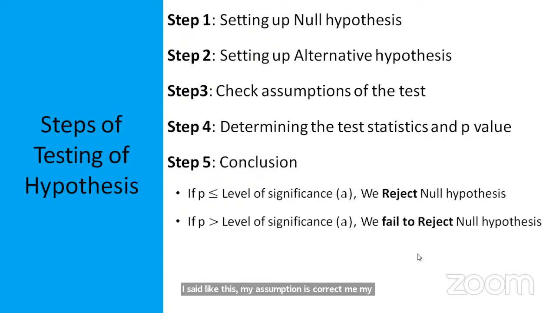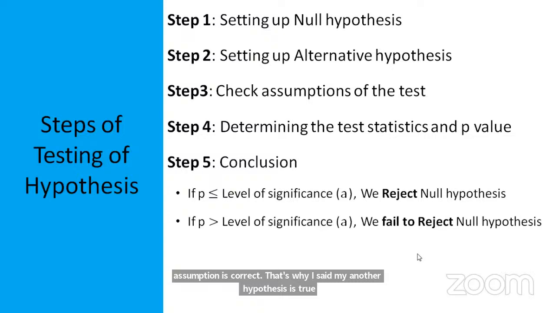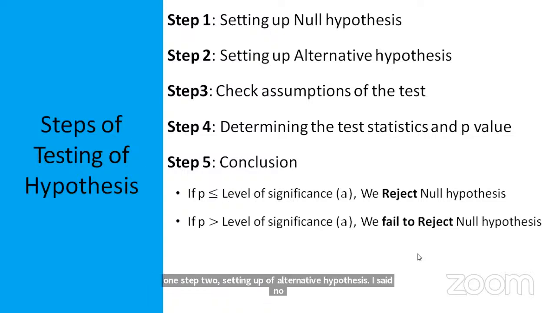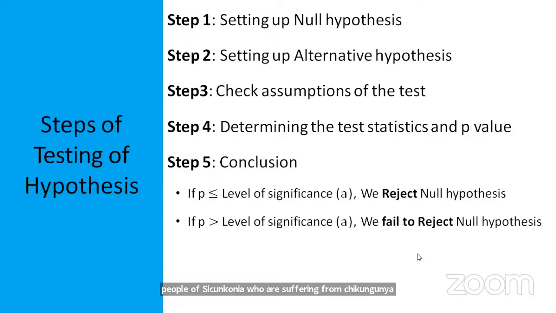Second one, step two, setting up of the alternative hypothesis. I said no, the people suffering from chikungunya are not recovering faster than the people suffering from dengue. So first, you have to set the hypothesis. That is, you have to set the H0 value, then the H1 value.